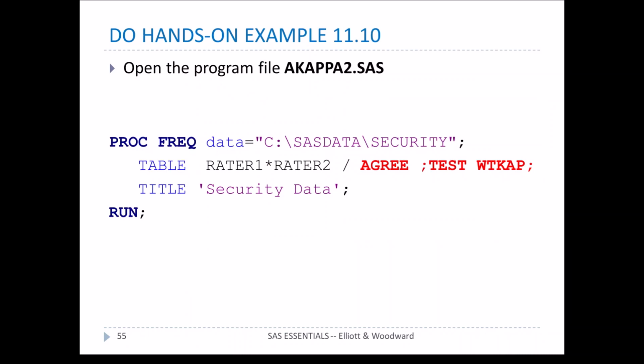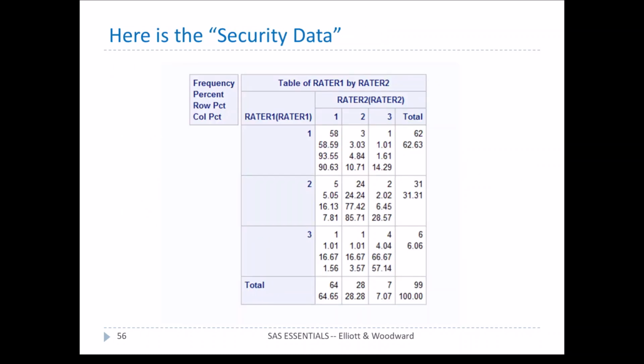So the way we would analyze this is, again, using PROC FREQ. We read in the data called security, which we just looked at, and the table is rater 1 by rater 2 / agree, which was the same as last time, and then semicolon, and then this time we say test WTKAP, weighted Kappa. And so here are the tabled results of this analysis.